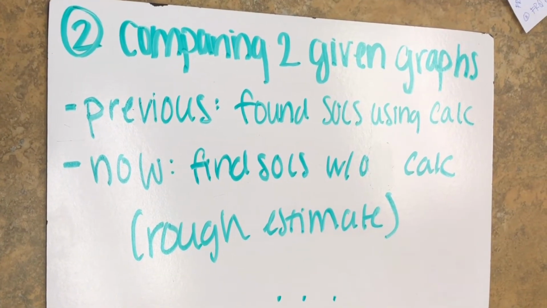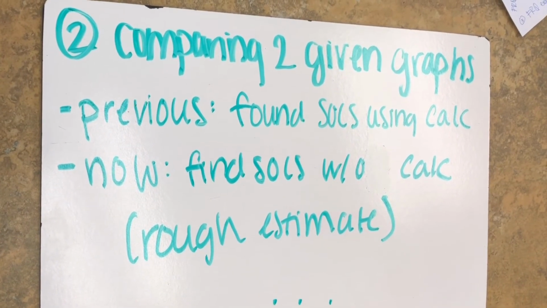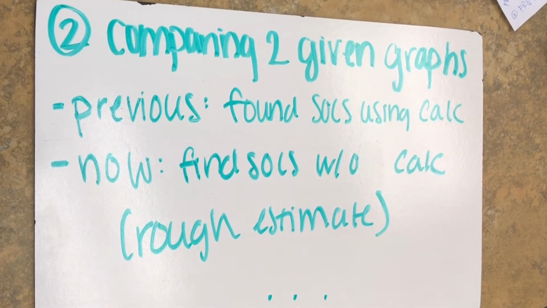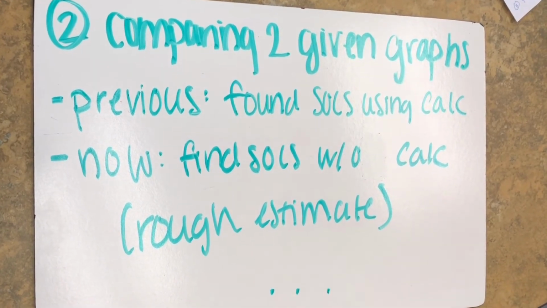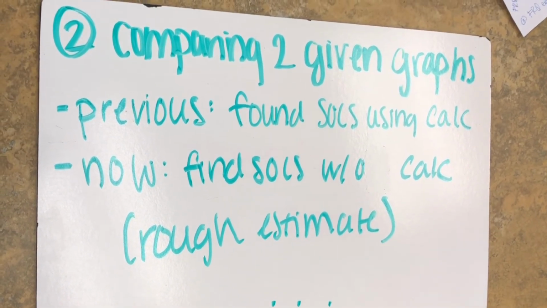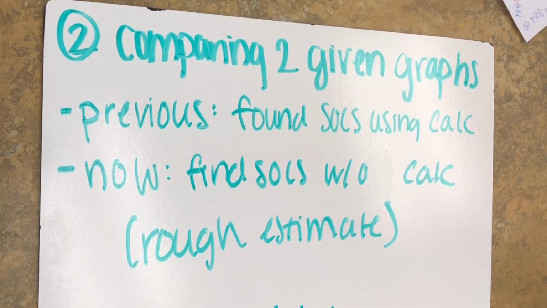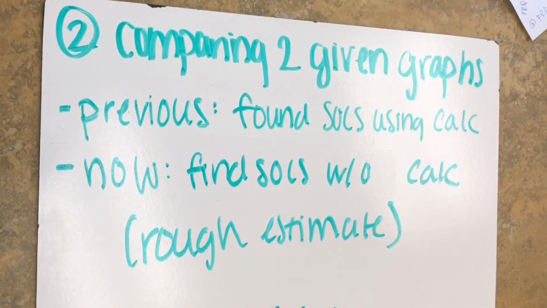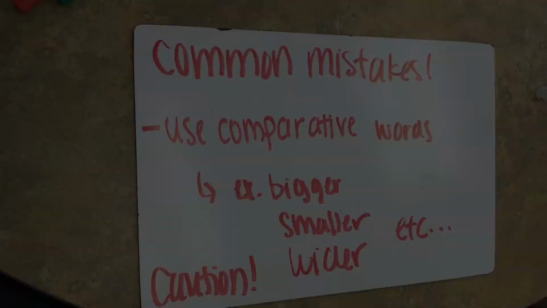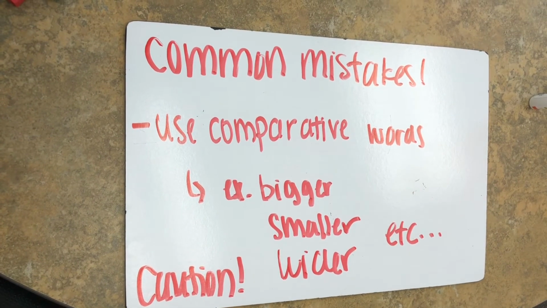Now we are moving on to the second part of this video. Previously, we found SOCs using our calculator in one var stats because we entered raw data. Now we are going to remind you guys how to find SOCs without a calculator, which will actually be a rough estimate. Another reminder for the AP exam.